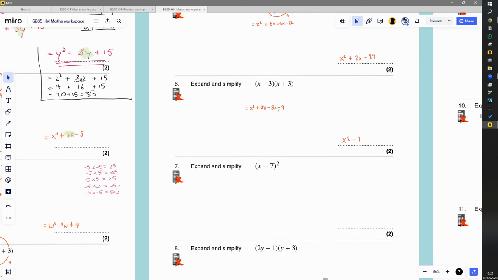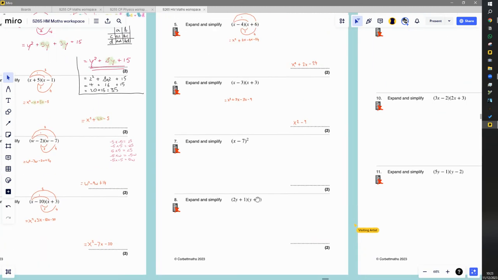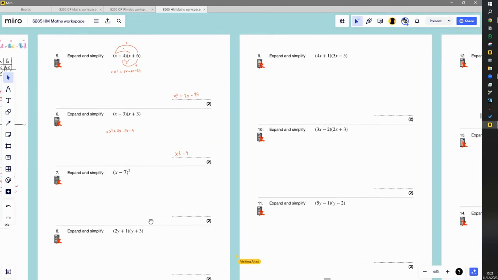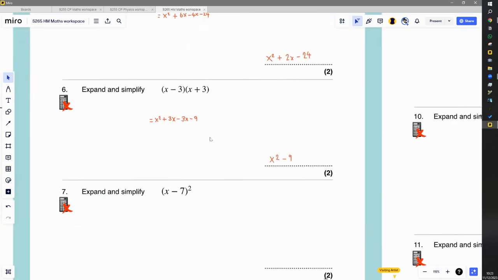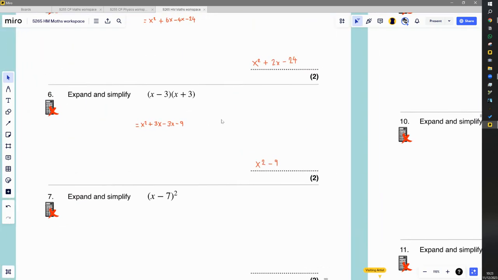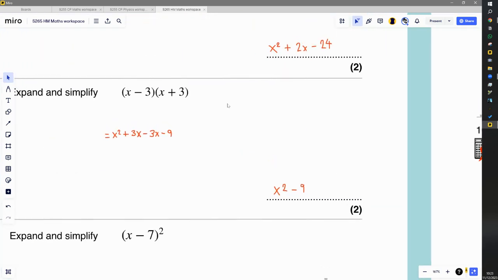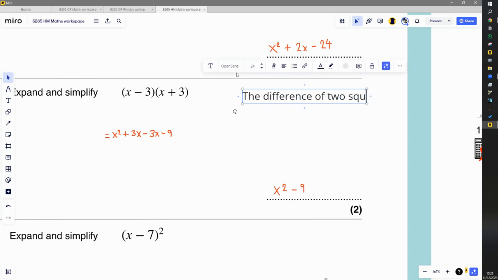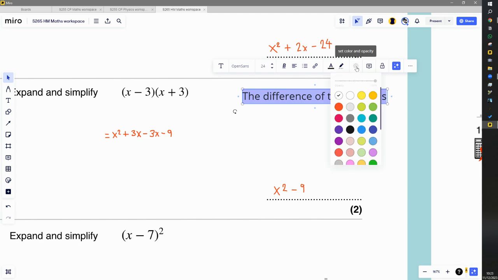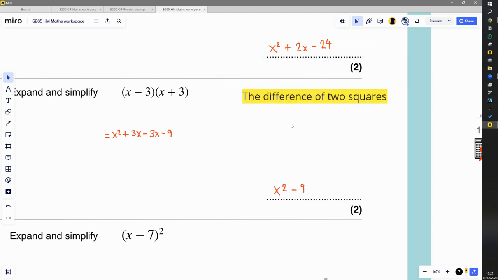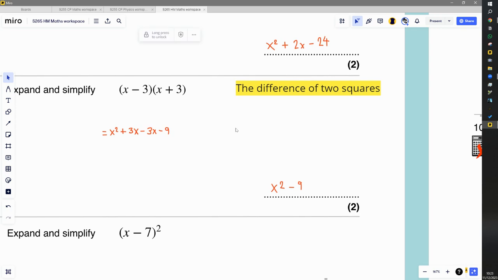Okay, I just want to focus on 6 and 7. I might briefly talk about the next few as well. So 6, this equation is actually a very important equation. We don't need to know much about it now, but I will mention it. It's called the difference of two squares. We don't need to know much about it right now, apart from the interesting property of it.